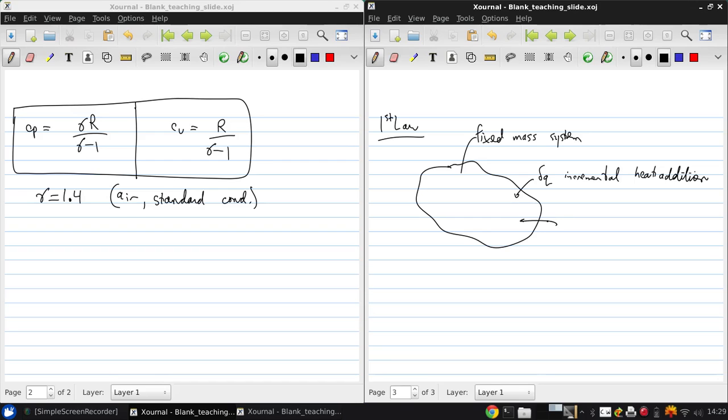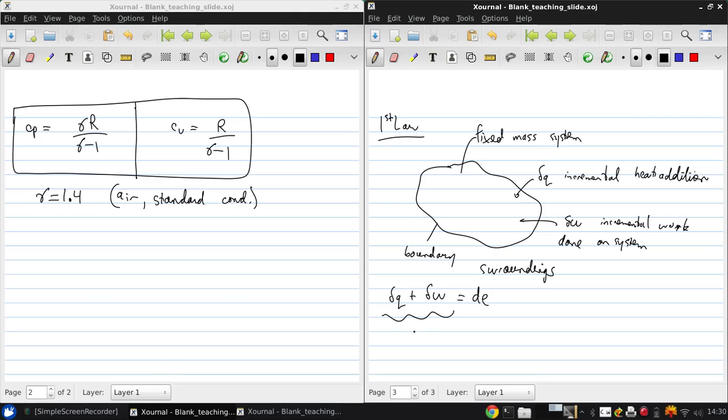and some delta W, which is an incremental work done on the system. And this is our system boundary. And everything outside the boundary is the surroundings. Then delta Q plus delta W equals dE.